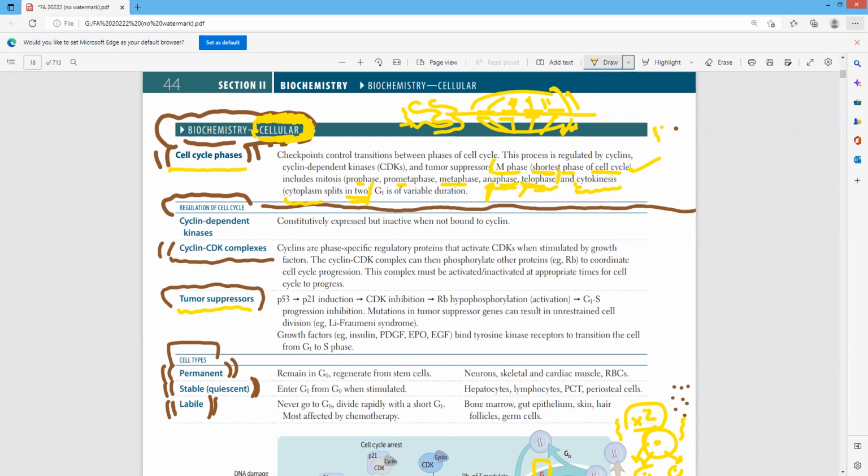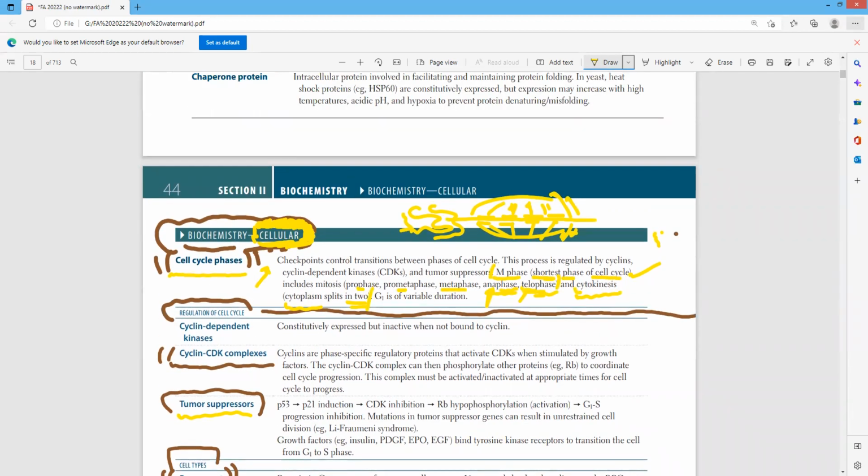Here we have checkpoints. Checkpoints control transition between phases of the cell cycle. This process is regulated by proteins called cyclins. Remember, they are proteins, and they are cyclic, so cyclins. Also remember cyclin-dependent kinases. Kinases add a phosphate group: this enzyme adds phosphate to the cyclin, and cyclins are dependent. They need kinases to be activated, so they need phosphate. And we have tumor suppressors. We will see the association between them in a second.